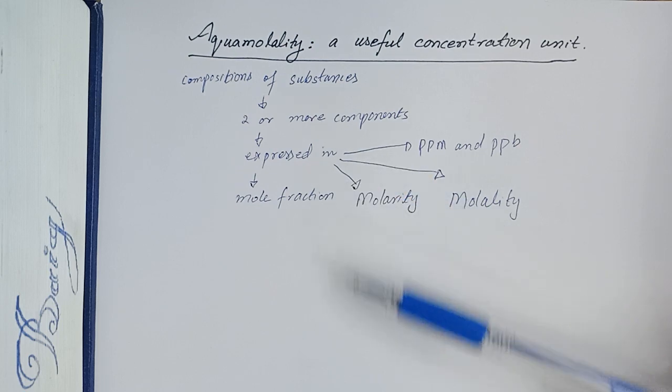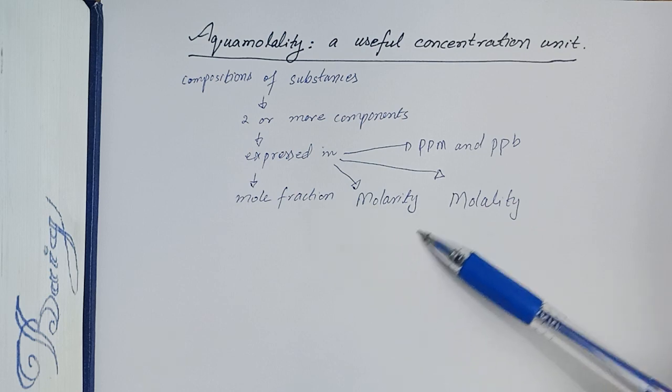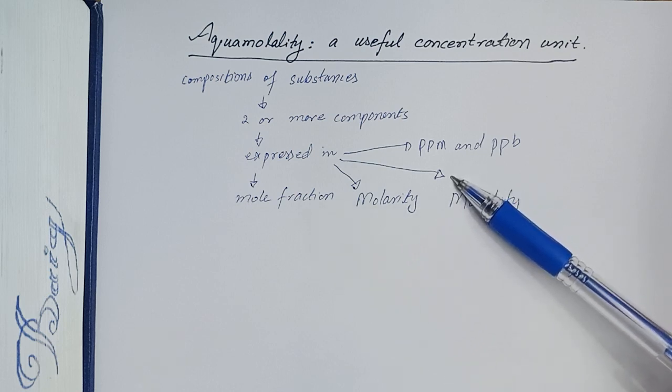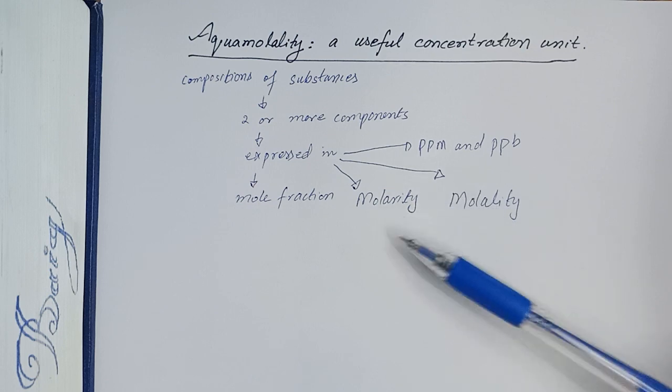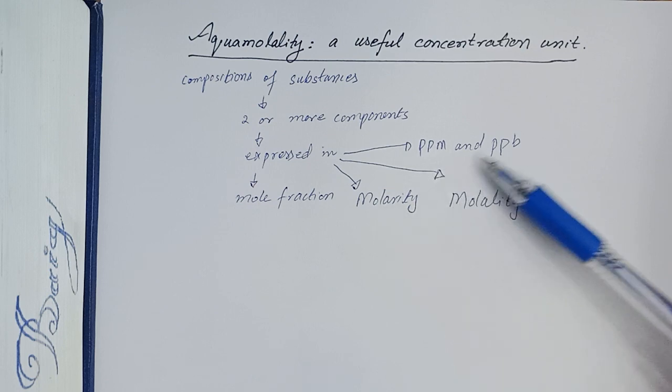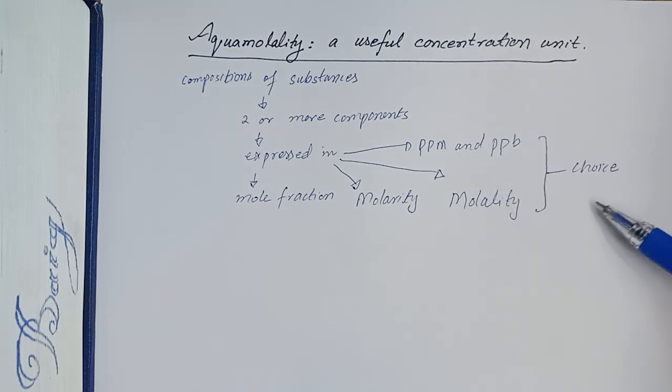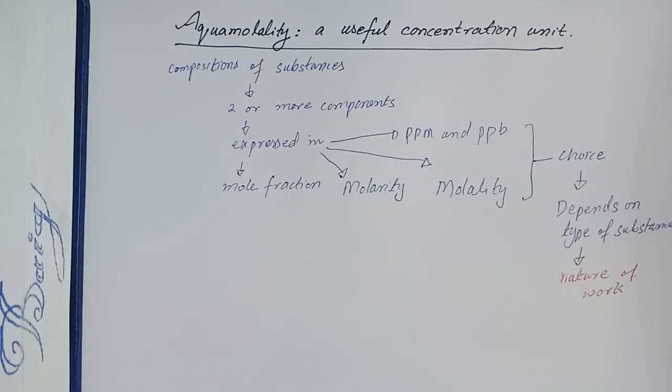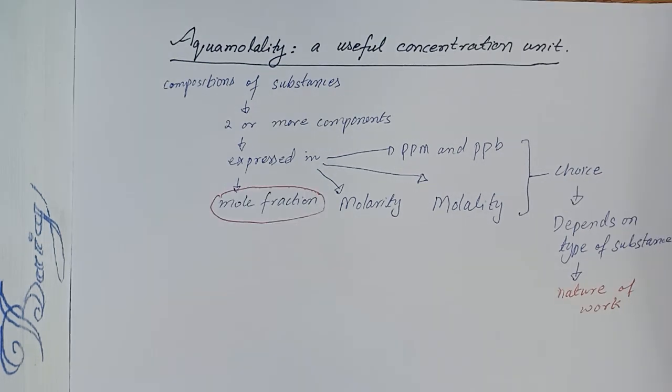Chemists generally use mole fraction or other suitable concentration units for liquid solutions. For example, molarity, molality, parts per million, and parts per billion. The choice of a particular concentration unit also depends on the substance itself, but more importantly, on the nature of work being undertaken.